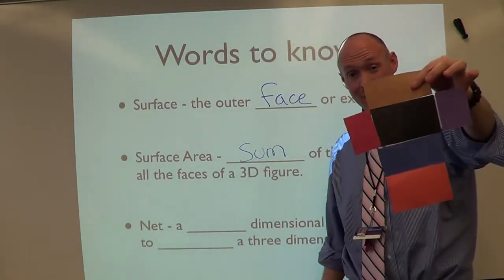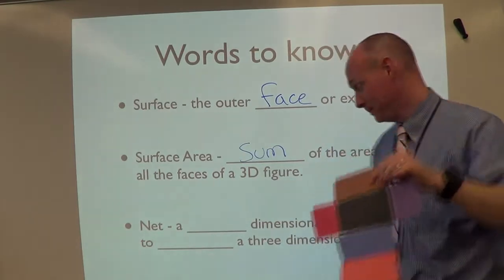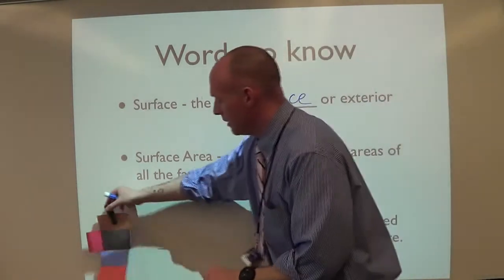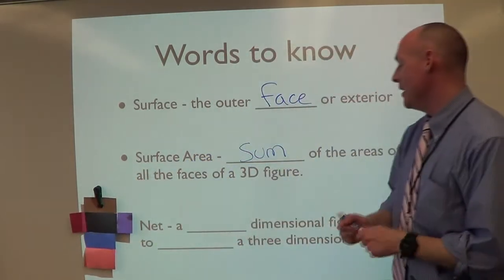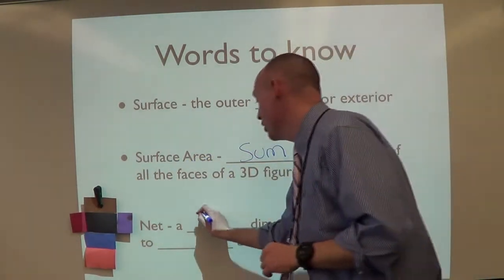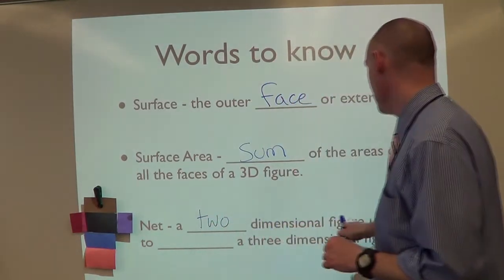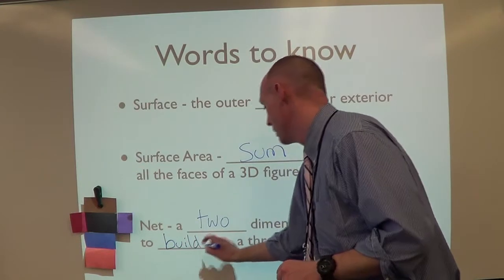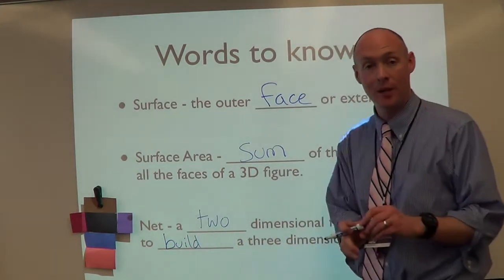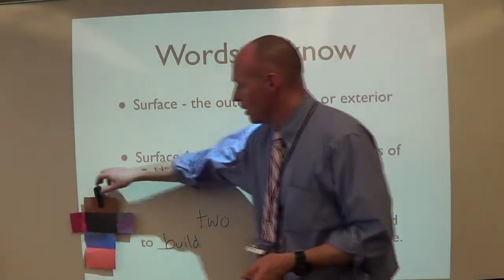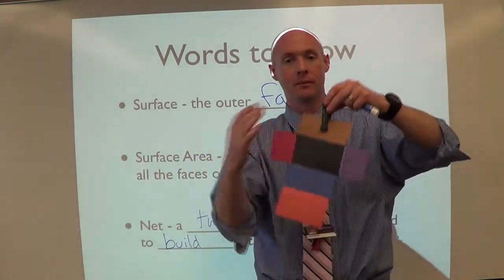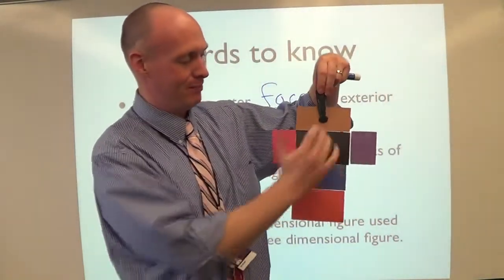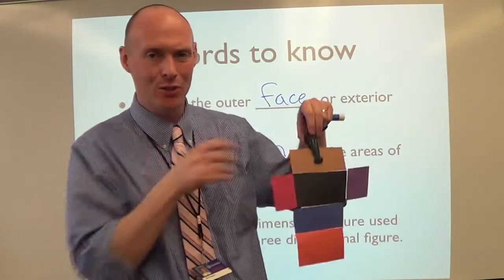And what this is right here, this is what's called a net. A net is a two-dimensional figure used to build a three-dimensional figure. Let me show you what that means. Here's my net. You can see, right? It kind of looks two-dimensional, whereas it just is here. We have the base and we have the height. That's really about it.